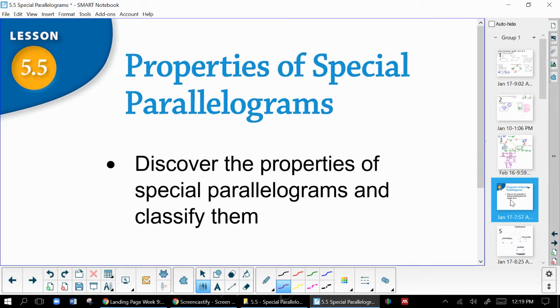So today is properties of special parallelograms. We're going to talk about the different kinds of special parallelograms, those being rectangles, rhombuses, and then the most special of all is a square, and what properties they have and how they are classified.